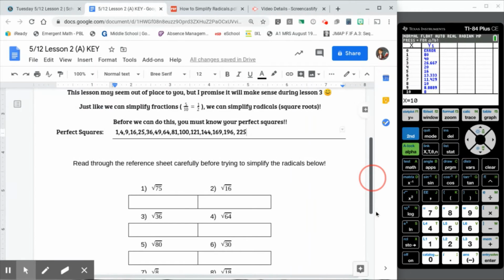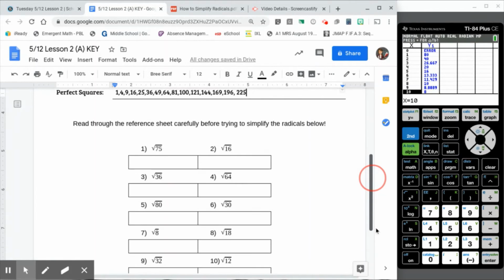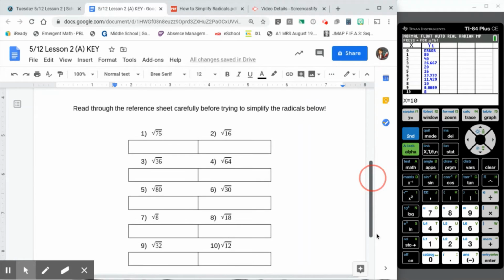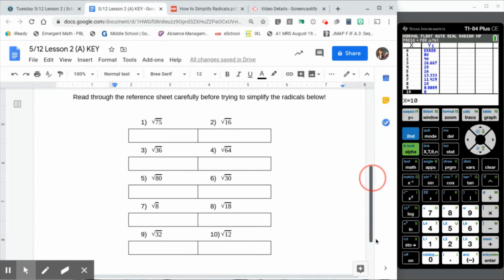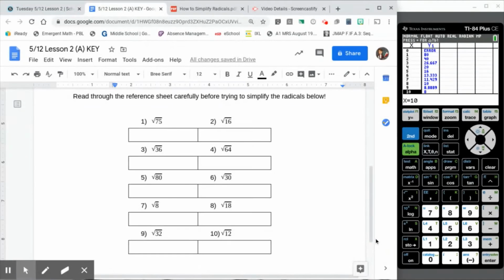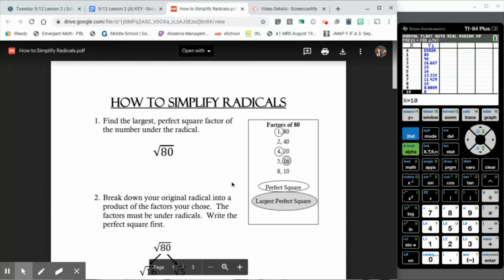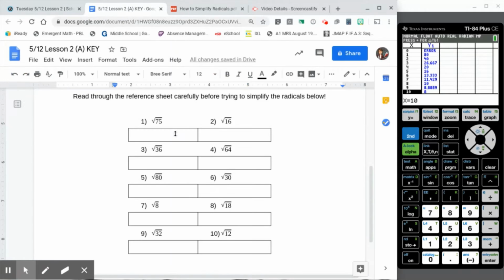Okay, so let's practice this simplifying. It says, read through the reference sheet carefully before trying to simplify the radicals below. We already read through the reference sheet, so if you need to refer back to it, do that. So our first step is always to find the largest perfect square factor of the number under the radical. So if you need to write out your factors first, go ahead and do that.